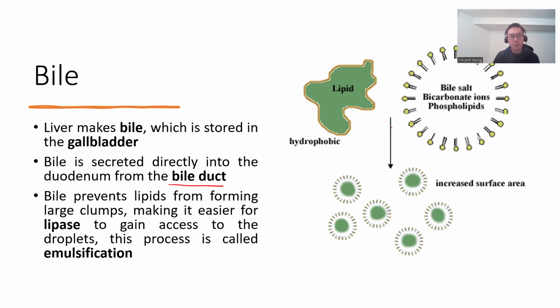The function of the bile salt is to take a big chunk of lipid and make it into smaller droplets. This process is called emulsification. It's essentially the same function as detergent. It breaks the lipids into smaller chunks, and then it can get washed away by the water. So the bile makes it easier to digest the lipid because it makes it into smaller droplets.